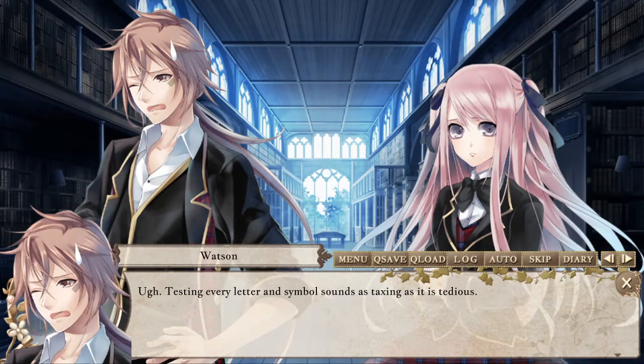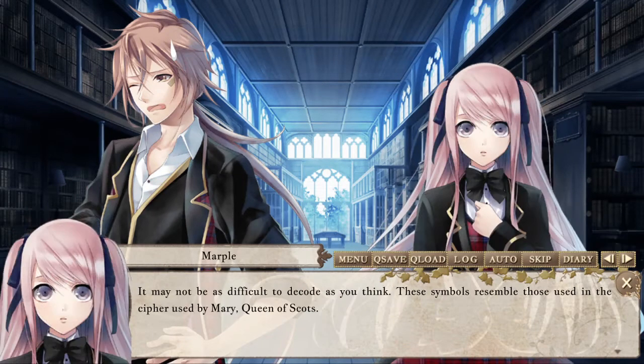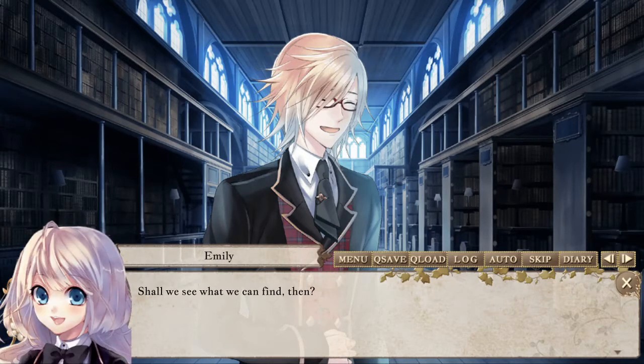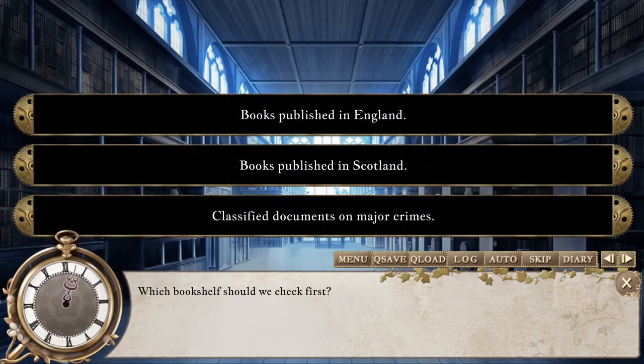Ugh. Testing every letter and symbol sounds as taxing as it is tedious. It may not be as difficult to decode as you think. These symbols resemble those used in the cipher used by Mary, Queen of Scots. That's encouraging. There should be some books on that cipher somewhere in the library. Shall we see what we can find then? Which bookshelf should we check first?